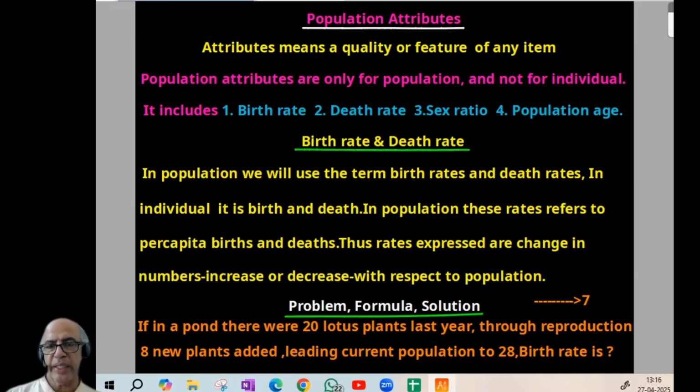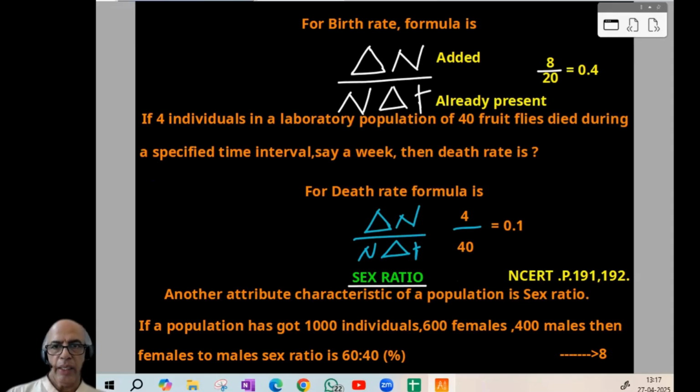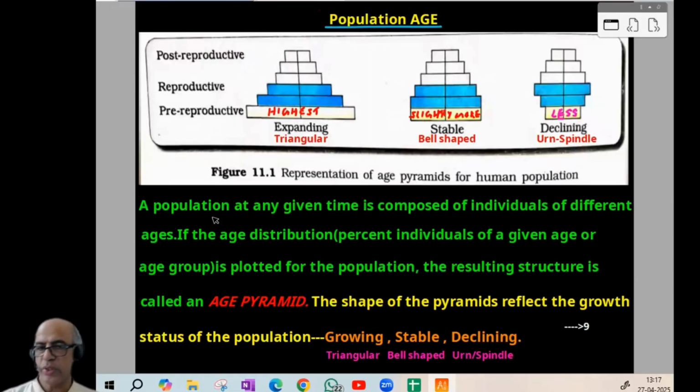And we compared birth and death, how it differs from birth rate and death rate, what is per capita, all this. Then a famous problem to find death rate and birth rate with the formula delta N divided by N delta t. Famous question. Then we entered into sex ratio comparison: out of 1,600 females to 400 males, 60 is to 40 percentage wise.